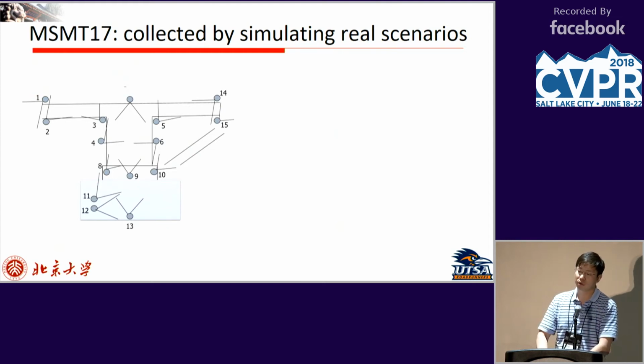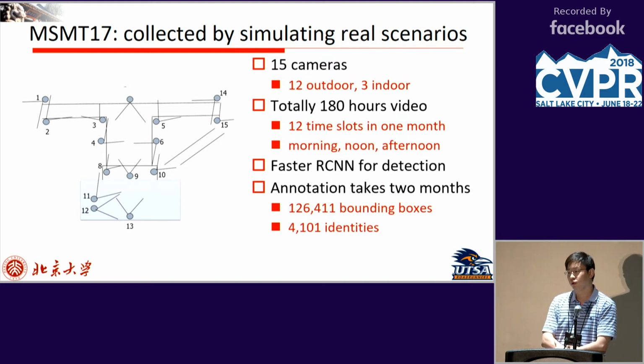The first is we propose a more realistic dataset called MSMT17. It is collected by simulating real scenarios. We have 15 cameras, both indoor and outdoor, and in total 180 hours of raw videos, covering 12 time slots in 1 month, including the morning, noon, and afternoon. We use Fast R-CNN for person detection, and the annotation takes 2 months, resulting in 126,000 bounding boxes and more than 4,000 identities.